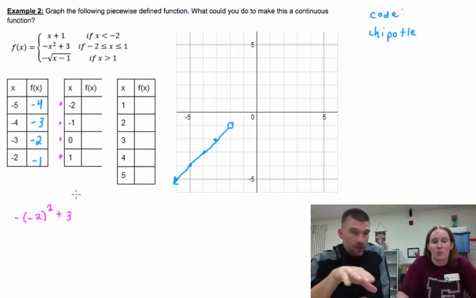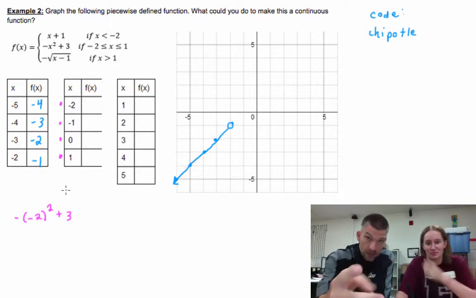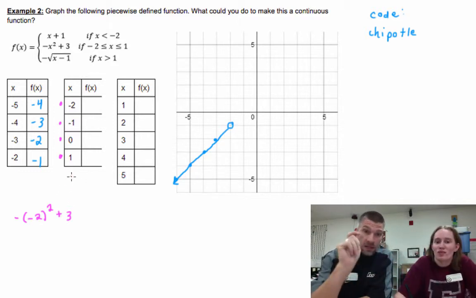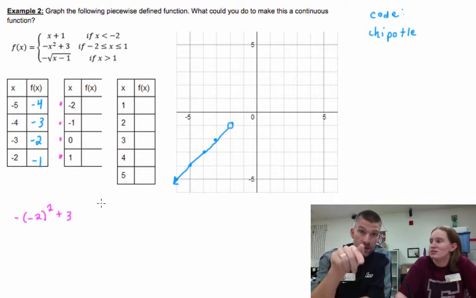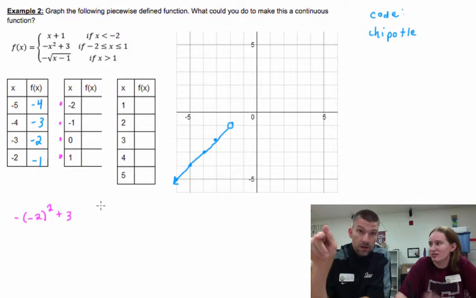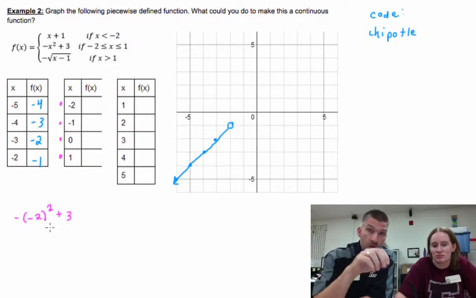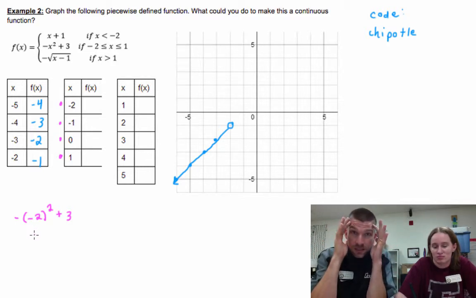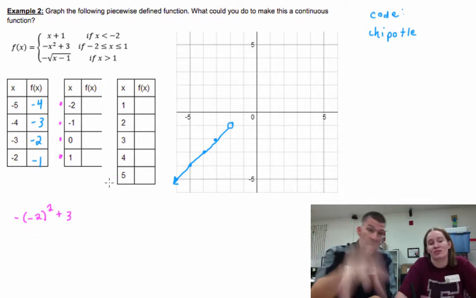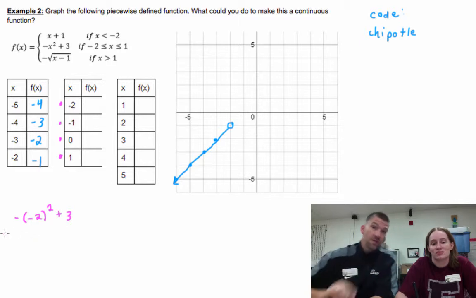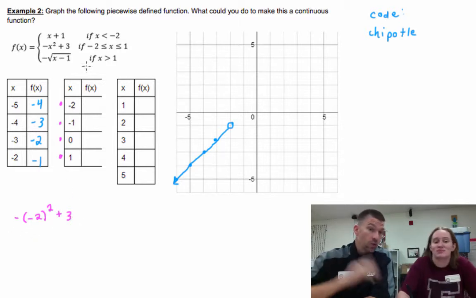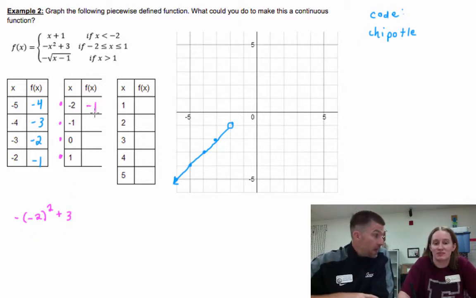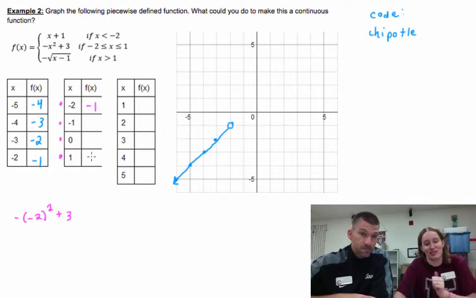Okay, listen to me. It is not -2 squared on your calculator, making it positive. No, don't do that. It is negative parentheses -2 squared. You type it in exactly how Mrs. Stevenson wrote it, or it'll tell you the wrong answer. A puppy will die. You keep saying that. That makes me so sad.